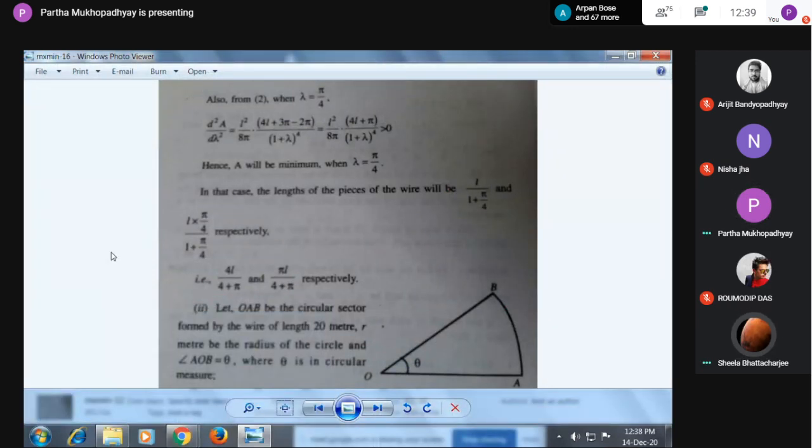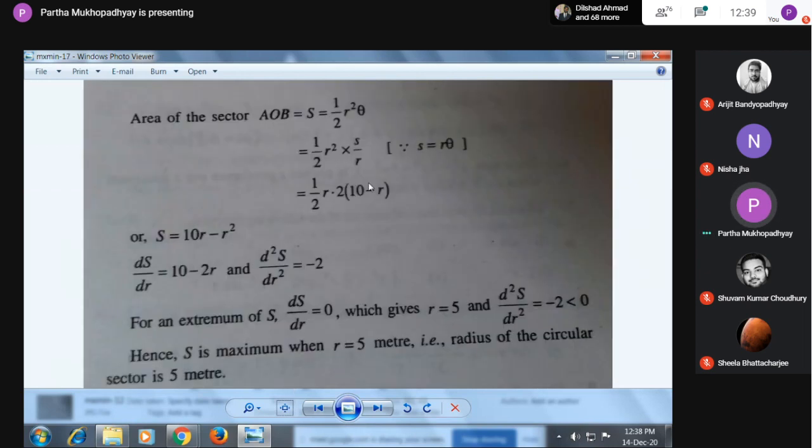So can you tell me, the total length is 20. What should be the length of this AB? It is very simple. Total of OB, OA, and this arc AB adds to 20. That means AB should be 20 minus twice r. Taking 2 common, that is 2 into 10 minus r.